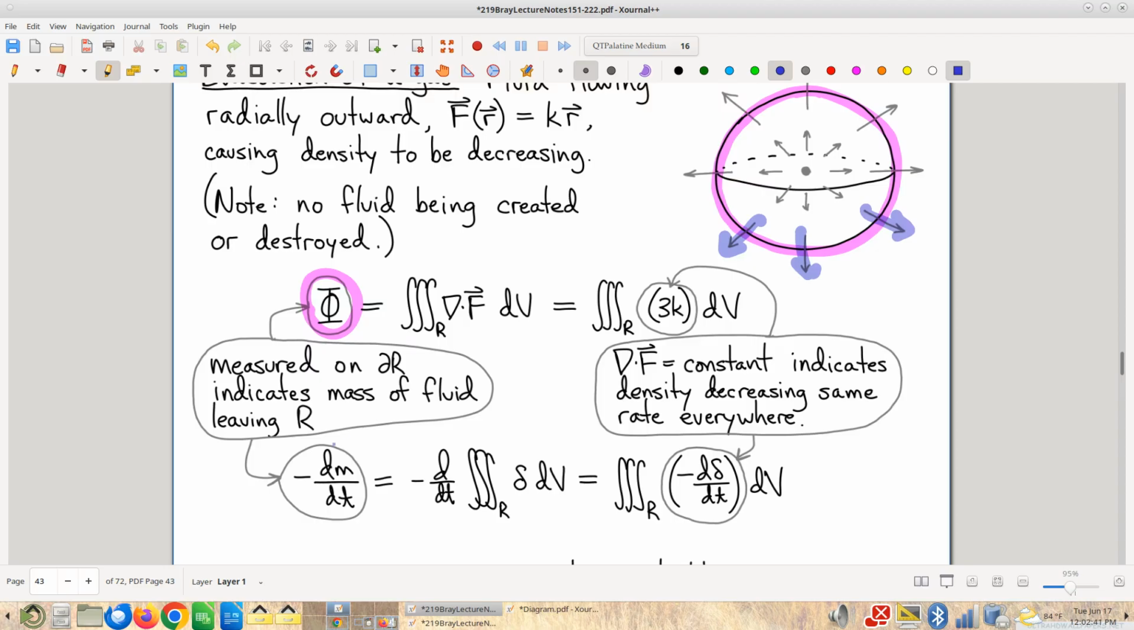I argue that that's what the flux is. The flux is literally just telling you how fast mass is leaving the ball. And so the more flux there is, the more negative the rate of change of mass is. Does everybody buy it?